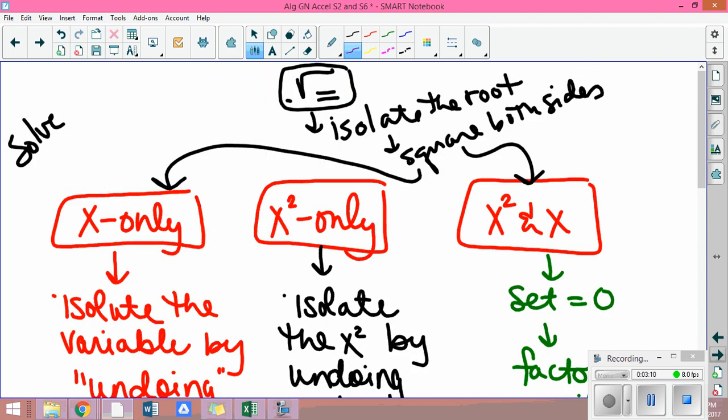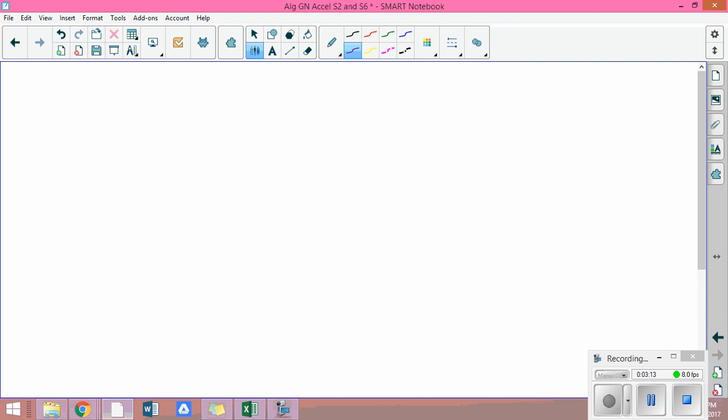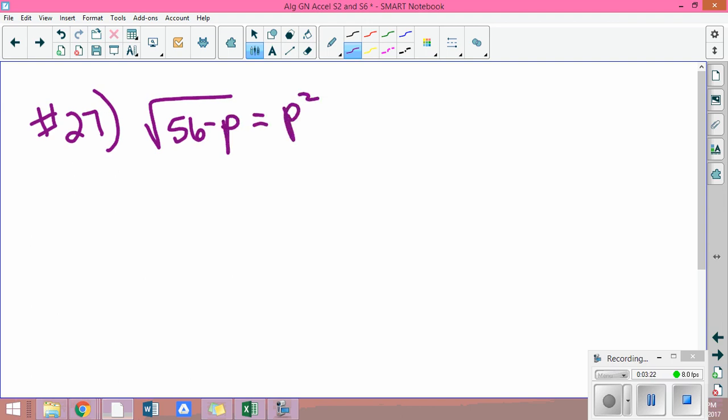So let's also look at 27. That is the square root of 56 minus p equals p. Since 56 minus p is all under the radical, my radical is isolated. I undo by squaring, and so I end up with 56 minus p is equal to p squared. So I'm in that p and p squared situation.